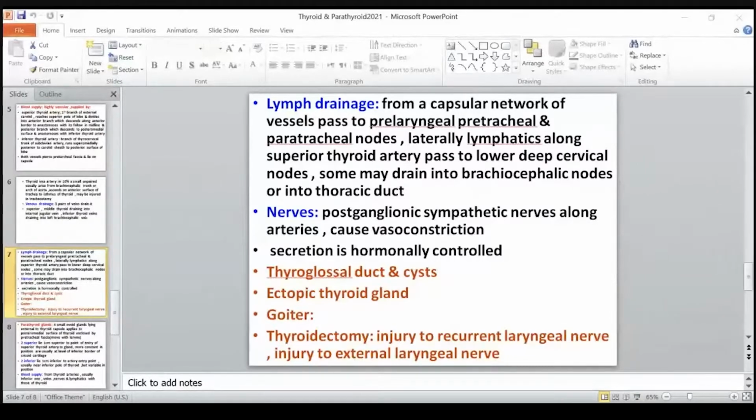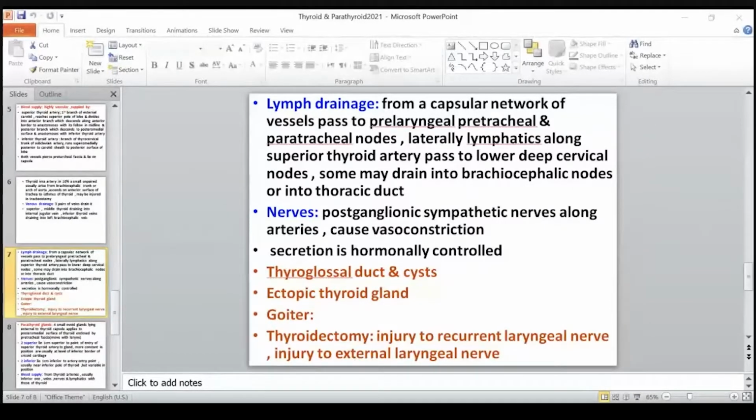Now, a few clinical notes about the thyroid gland. As I said, the thyroid gland develops as a protrusion from the epithelial lining of the oral cavity, and it leaves a pit on the surface of the tongue between the anterior 2/3 and the posterior 1/3 of the tongue, which we call the foramen cecum.